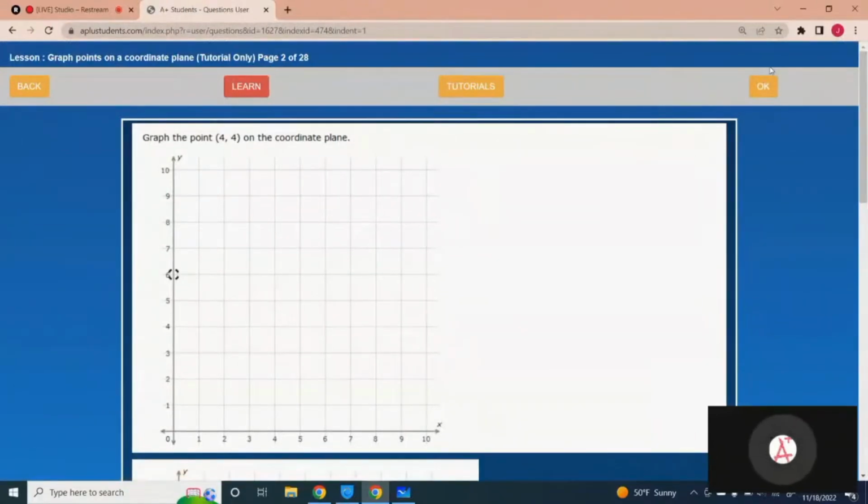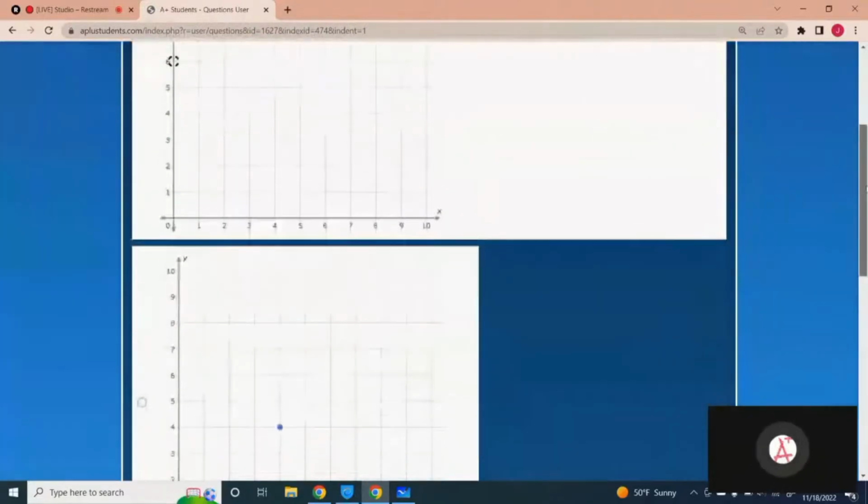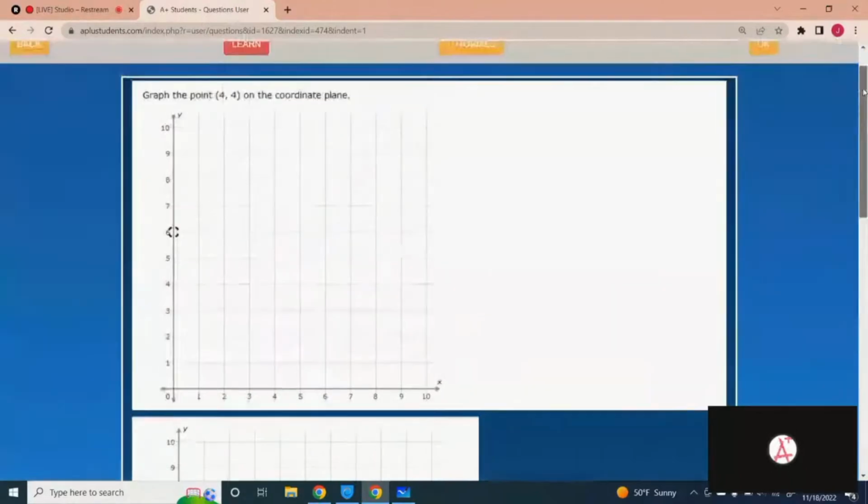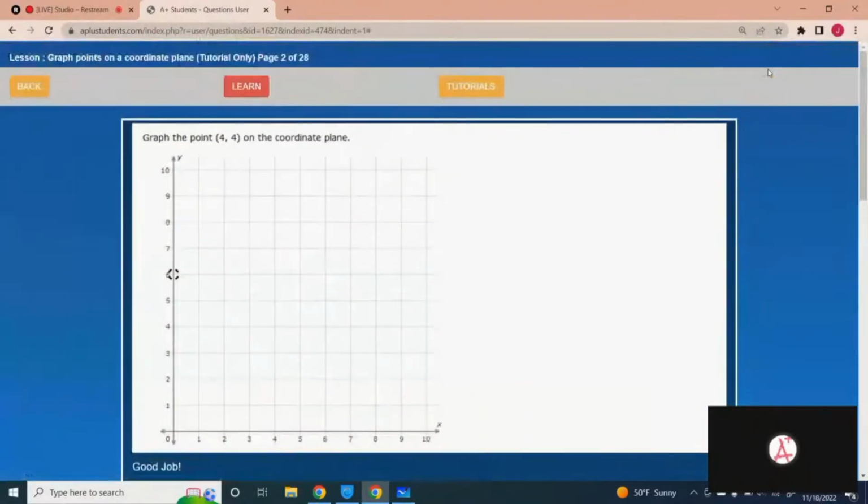Okay, the next one is graph the point 4, 4 on the coordinate plane. Okay, you have two options. Let's see which one is the correct one. Is this the correct one? Match it to the x-axis. Yes, x on the 4 and 4 on the y. The first option is the correct one. Got it? Just select the correct option and click on the OK button.